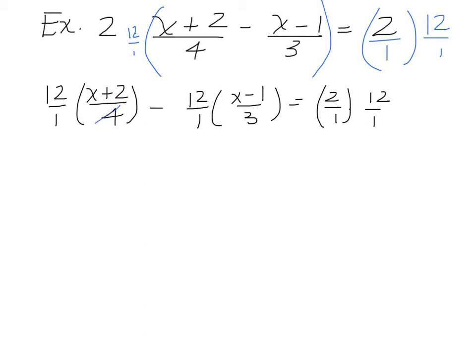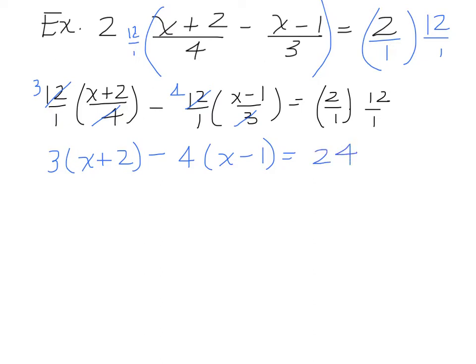So 4 divides into 12 3 times, so we're left with 3 times x plus 2. And then 3 divides into 12 4 times, and you're left with 4 times x minus 1. Nothing cross cancels here, so you just have to do 2 times 12, which is 24. So multiplying by your least common denominator actually gets rid of your fractions.